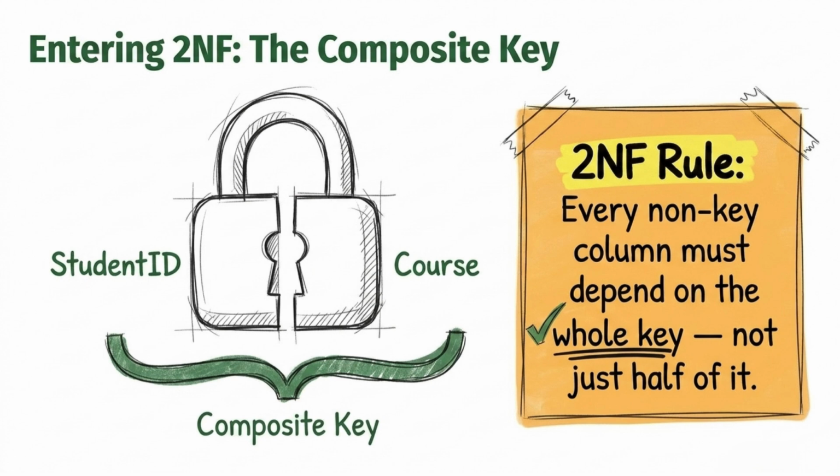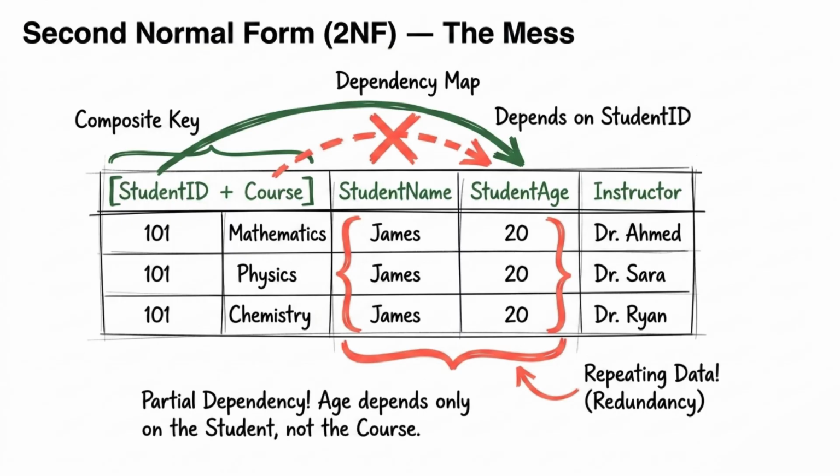Entering 2NF, the composite key. To enter 2NF, we first need to understand the composite key, a primary key made of 2 columns combined. Here, student ID plus course together identify each unique row. The 2NF rule, every non-key column must depend on the whole key, not just half.